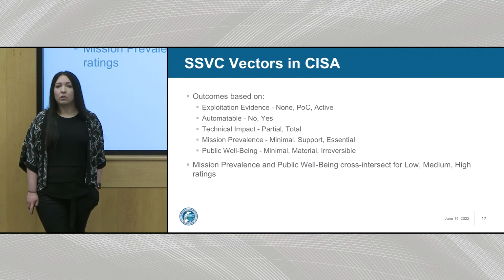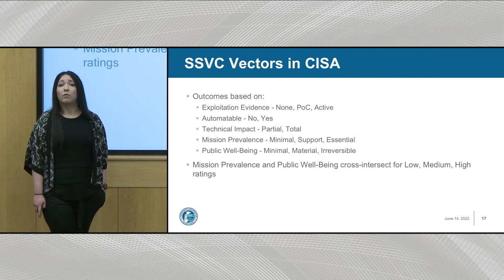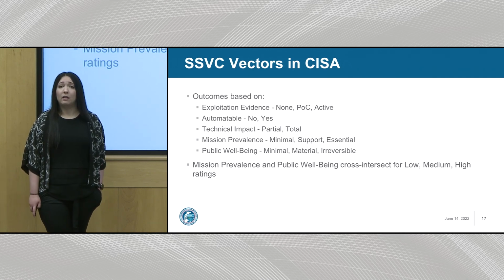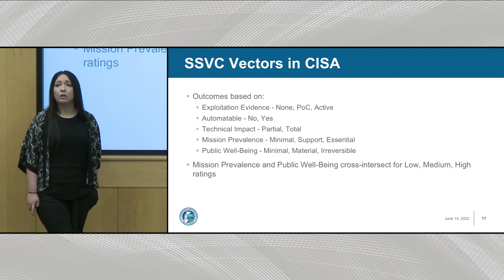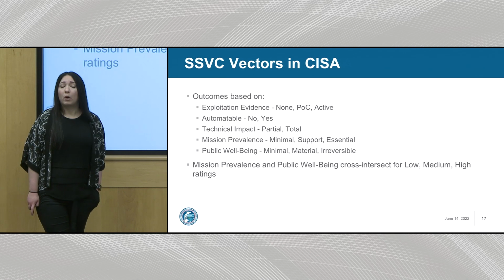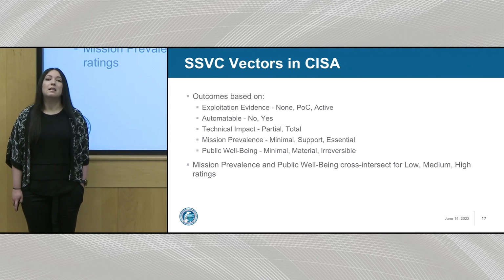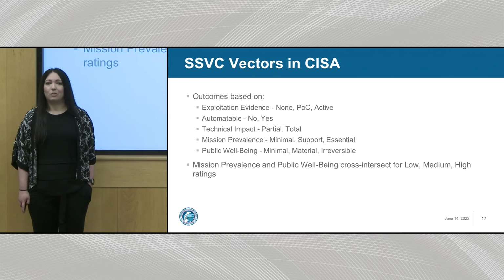Technical impact, partial or total. When an attacker exploits this vulnerability, would they have complete control over that affected product, such as remote code execution, privilege escalation, or total information disclosure, or exposed credentials? Or would they only have partial impact? So is it only a denial of service? Is it partial information disclosure?